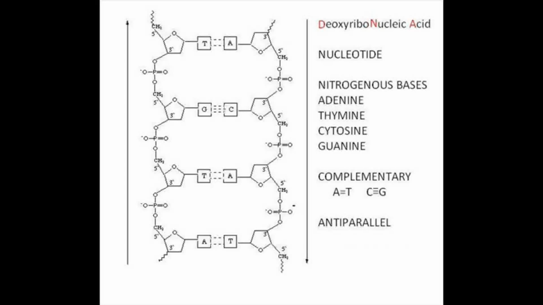You will notice that the legs in the ladder run in opposite directions. We call this anti-parallel. It is the sequence of the nitrogenous bases on the coding strand that makes up the genetic code, and it is this sequence that codes for all protein production in cells.